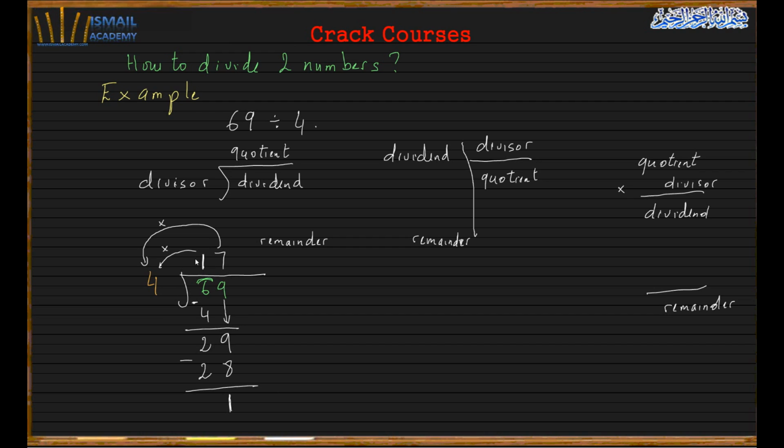So this will be my quotient, and this will be my remainder. So as you see here, this is the remainder, and this is my quotient.